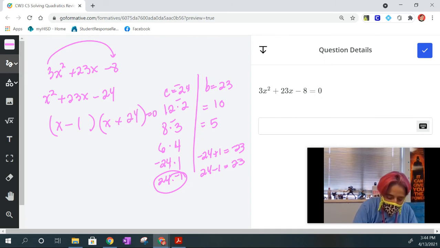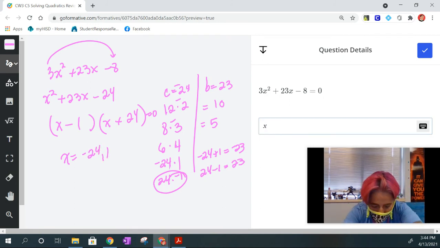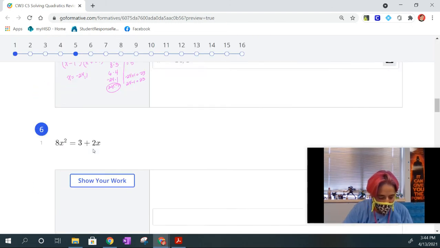We're going to set that equal to 0. So x is going to be equal to negative 24 and positive 1. I was completely forgetting the 1. It's been a long day. That's my only excuse, and that's all I'm going to say. All right, so that's going to be negative 24 and 1. Those are our answers.